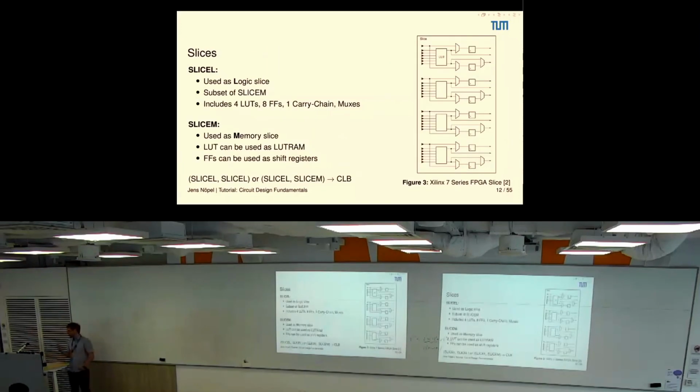There are two types of slices, as I mentioned before, slice L and slice M. Slice L is a subset of slice M. Slice M has additional functionality. M stands for memory slice, so the lookup tables can also be used as LUT RAM, so as storage, and the flip-flops can also be used as shift registers. A CLB consists either of two slices L or a slice L and a slice M.